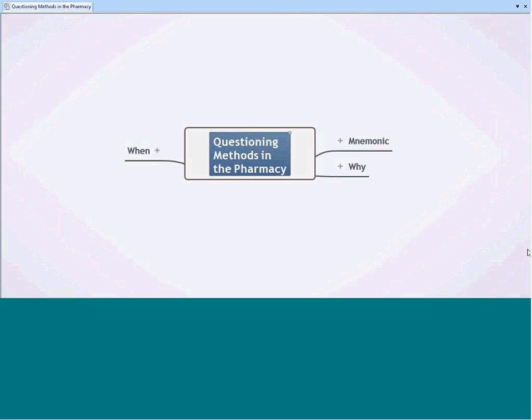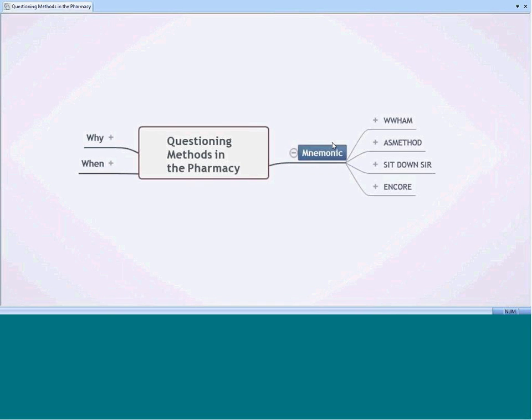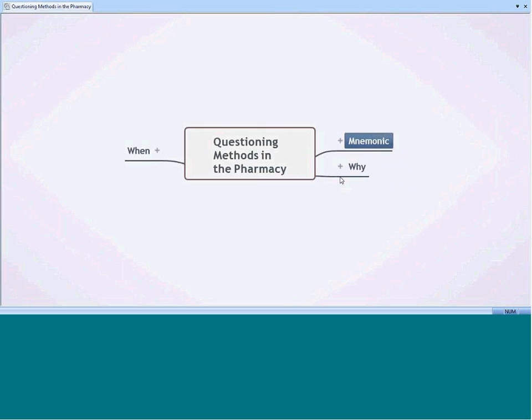And there are a few mnemonics. I'm just going to open this one up quickly that you can use. There's the WHAMM, the ASMETHOD, and a few other rather unusual ones, Sit Down Sir and Encore, which you can use. And the one which I'm going to concentrate on more than anything else is going to be the WHAMM. These other three, as we'll come to learn, tend to be slightly more complicated, and I've only really included these for reference as opposed to expecting you to learn them. We're going over this one in a lot more depth over the next few minutes or so.